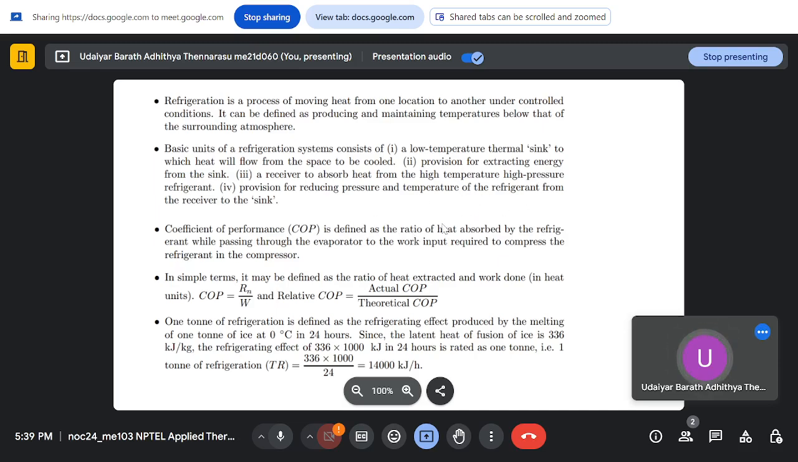COP is the heat absorbed in an evaporator for the cooling capacity divided by the work input. So relative COP, or second law efficiency, is actual COP by theoretical COP. Theoretically, it is compared to the Carnot COP.